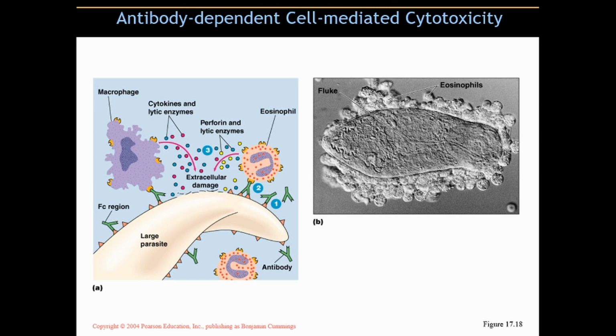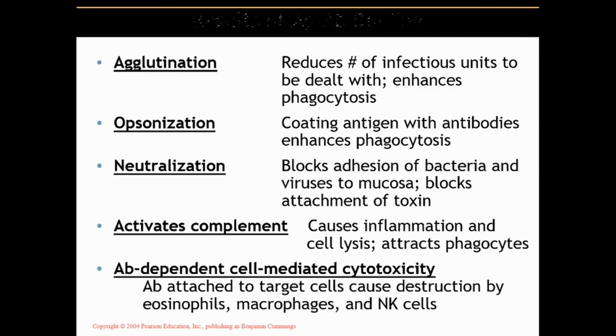And you can see the micrograph on the left. This is a fluke. It's a parasitic worm, a helminth. Anyway, so this is a helminthic organism here called a fluke, and these are eosinophils, and that's all that fuzzy stuff on the outside. That means damage is being done, and this is not a happy fluke, not at all.